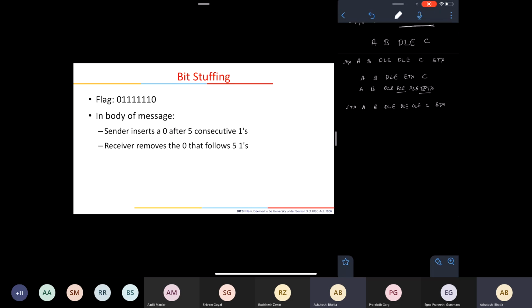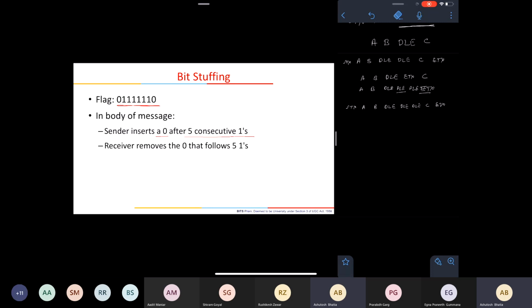Then comes bit stuffing. In the case of a bit-oriented protocol, you can have a special sequence like HDLC does. They selected a 0, six ones, and a 0. So any message will be preceded and followed by this particular special flag to do the framing. And the trick is that the sender inserts a 0 after five consecutive ones.